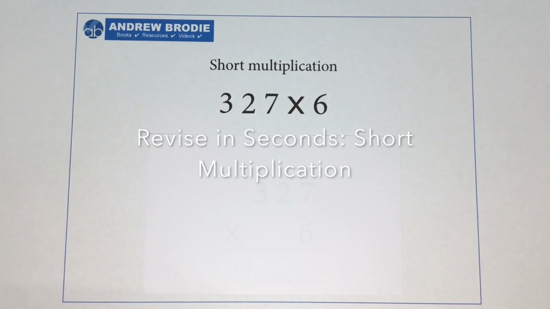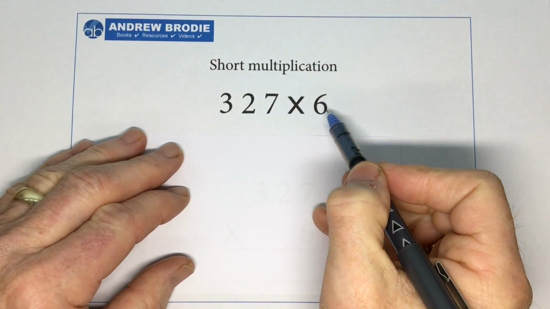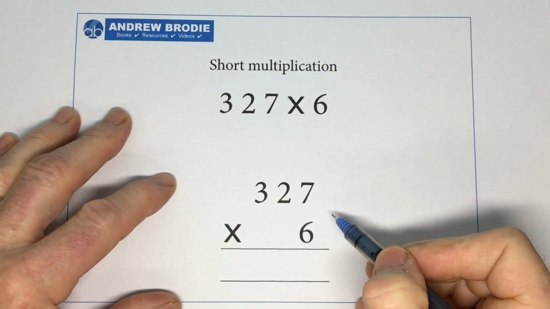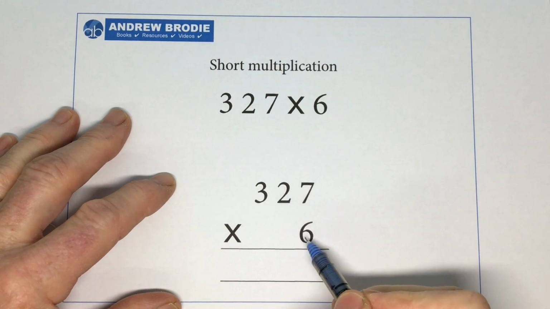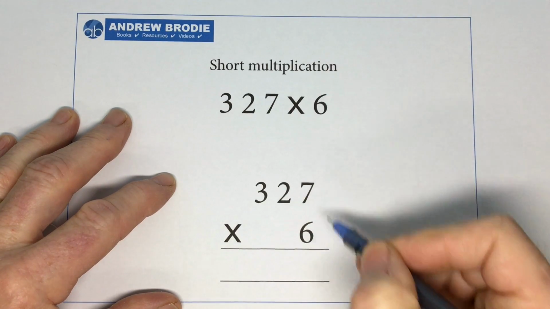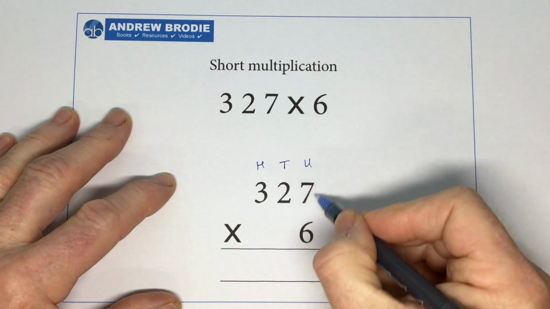Revise in seconds, short multiplication. 327 times 6. Now we have to rearrange this, and this is how it's arranged now. 327 times 6. Notice that that's the units column. They're nicely lined up. Units, tens, hundreds. We're going to start with the units at the top.